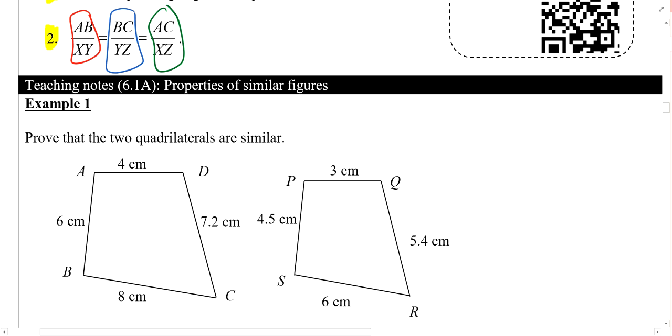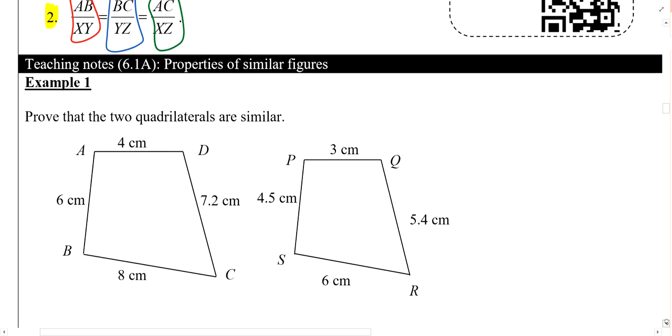These two quadrilaterals are shown. Your job is to prove that they are similar. Do you want to compare angles and say that all angles are the same, therefore they are similar? Or do you want to use the ratio of sides? Ratio of sides, why? Yeah, of course, no angle is given to you. You have no choice. Do you need to prove just two sides or all the sides? All. Yes, you must prove all the sides.